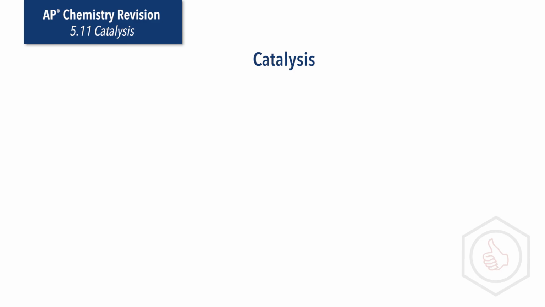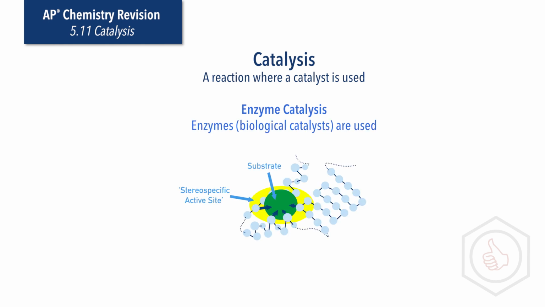Catalysis refers to a reaction where a catalyst is being used, or a reaction is catalyzed. There are several examples you need to be comfortable with for AP Chemistry. Enzyme catalysis is where enzymes are used. Enzymes are biological catalysts made up of proteins that have active sites. The active sites have complementary shapes that a substrate, biological reactant, can bind to. The binding reduces the activation energy barrier for the overall reaction, allowing it to occur at lower temperatures. Enzyme catalysis is essential for nearly all biological processes.